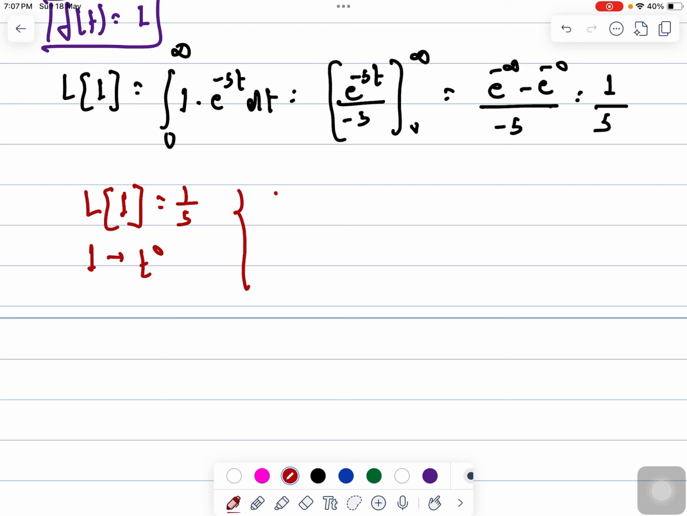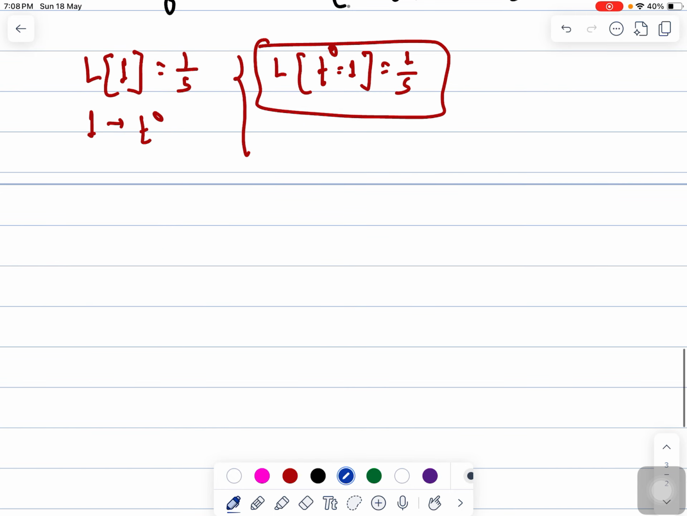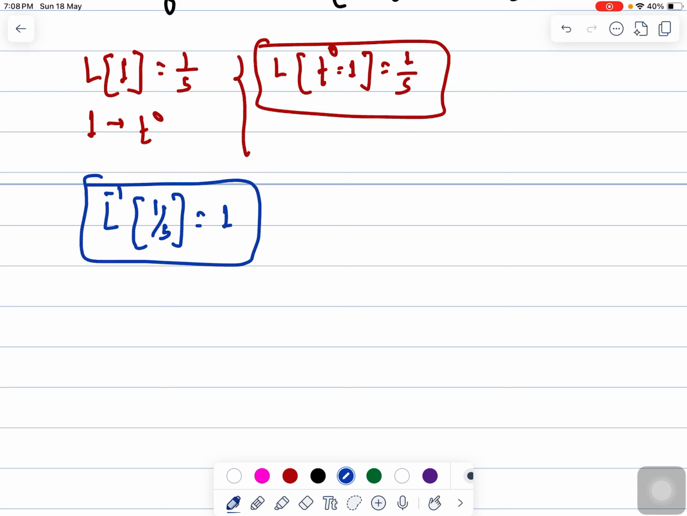So finally you can write Laplace transform of t to the power 0, which is equal to 1, which is equal to 1 by s. Is that clear? Now here the vice versa thing is there. Laplace transform of 1 is 1 by s. So if I want to write Laplace inverse of 1 by s, that will be equal to 1. Is that clear? This is just a reverse case.